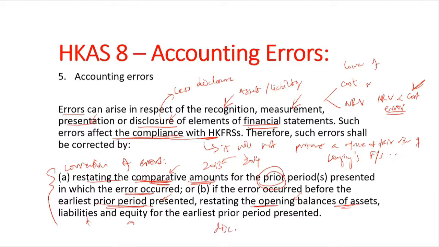There are also disclosures. There are different types of disclosures for changes in accounting policy, changes in accounting estimate, and errors. Different disclosures are required for each of these three types, for which I would recommend you refer to the accounting standard HKAS 8, and I will give the link to the standard in the description below for your easy reference.